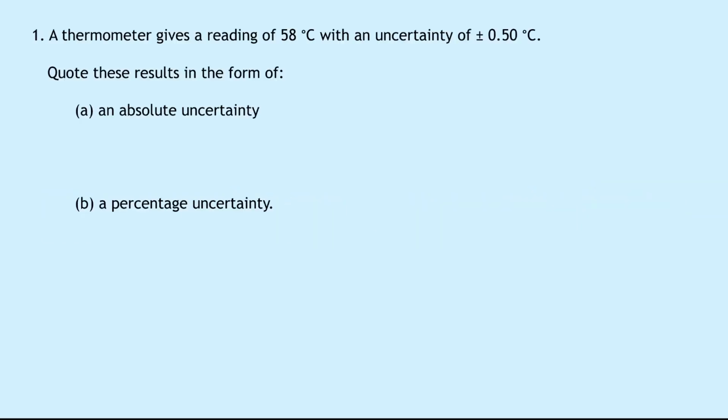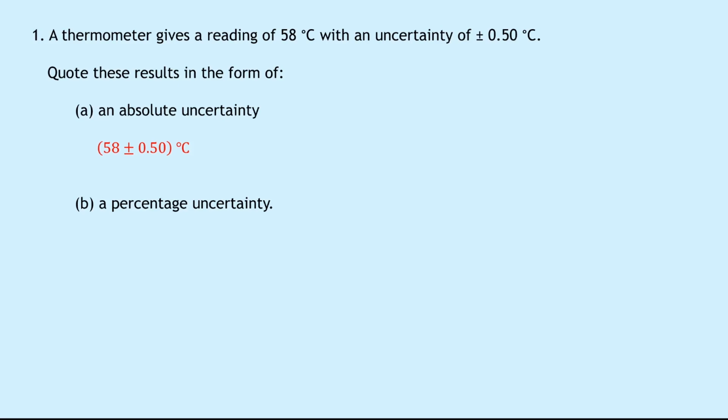So question 1 says a thermometer gives a reading of 58 degrees Celsius with an uncertainty of plus or minus 0.50 degrees Celsius. Quote these results in the form of A, an absolute uncertainty, and B, a percentage uncertainty. So in absolute form, remember we just take our measurement plus or minus the uncertainty and we put it in brackets. So we've got 58 plus or minus 0.50 degrees Celsius.